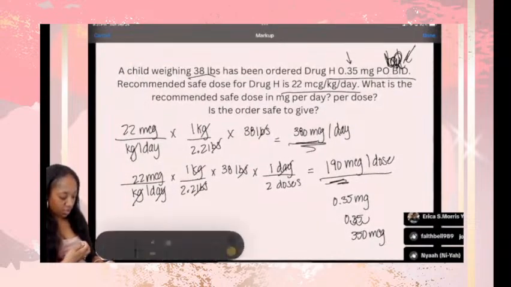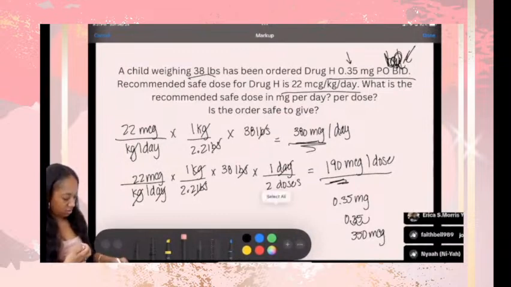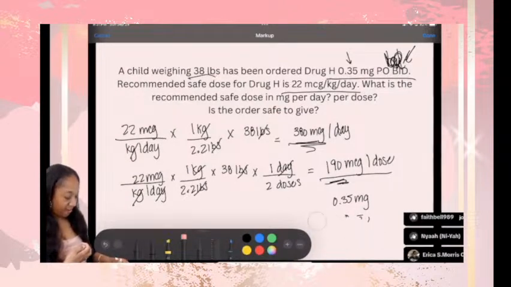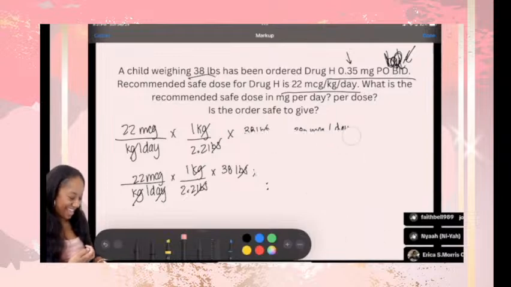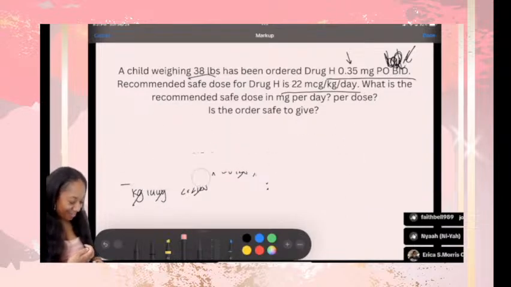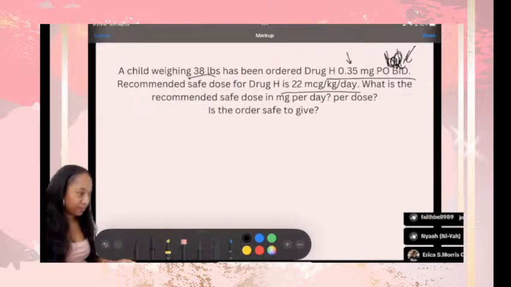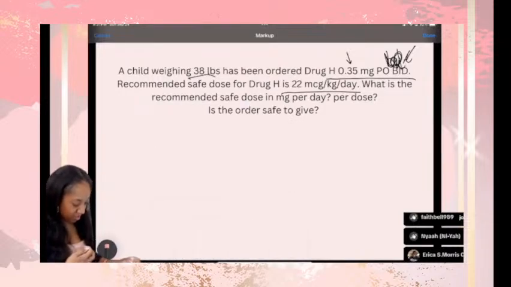Not safe, not safe, not safe. Yeah. We gotta call the doctor, like, hey, you need to look at this one, sir. You need to look at this one. I don't know who about to give this, but it ain't nurse C.